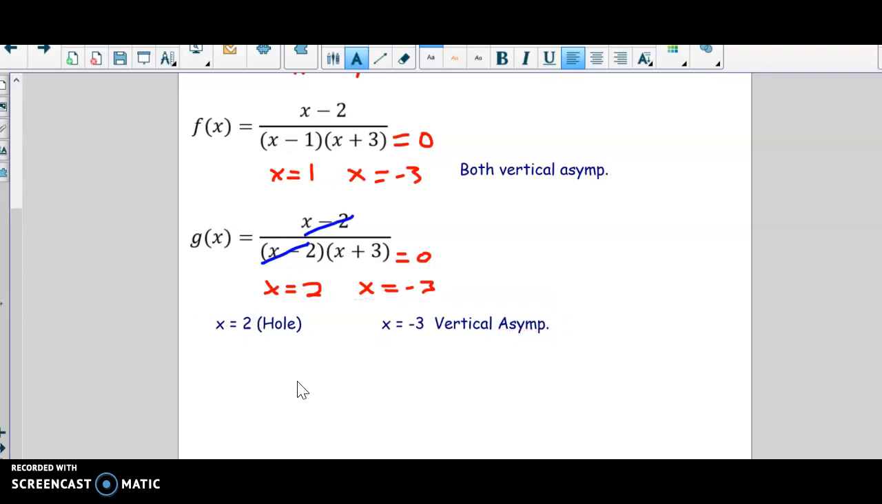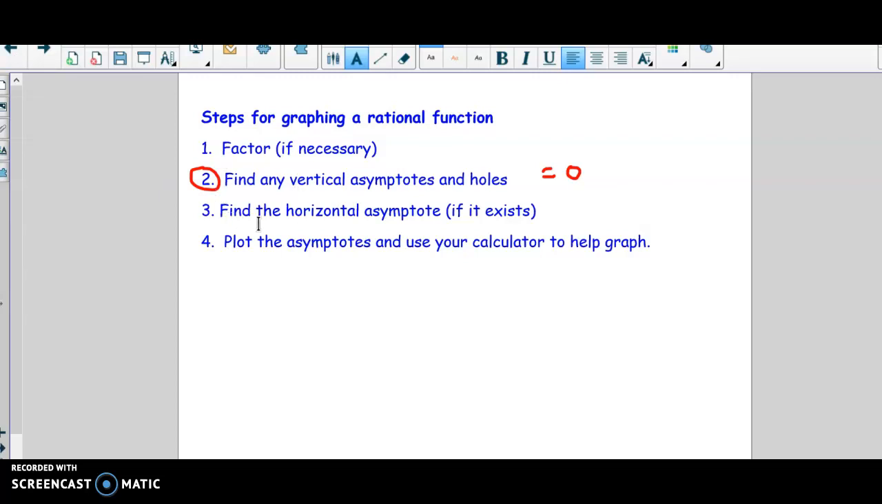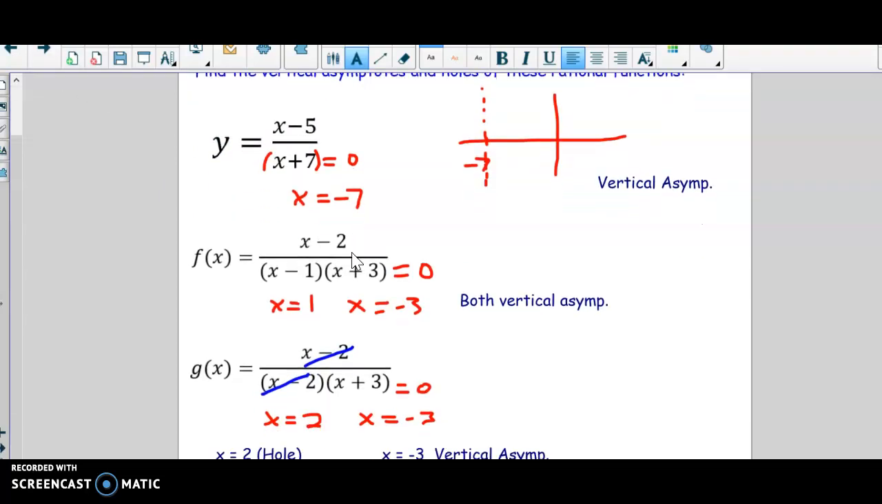Okay, that is it for the review, right? So this just reviews one of the steps, right? So to find the vertical asymptotes or holes, you look at when the denominator is 0 and then see if it cancels out. Next videos, we'll start to go over the new information.